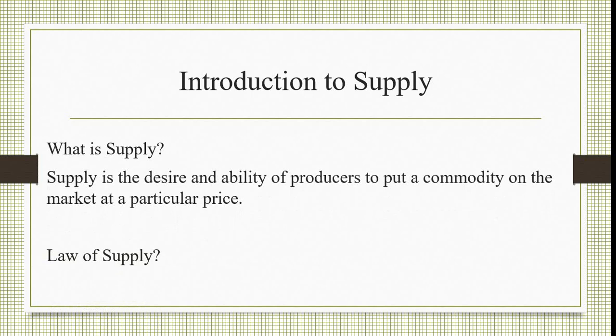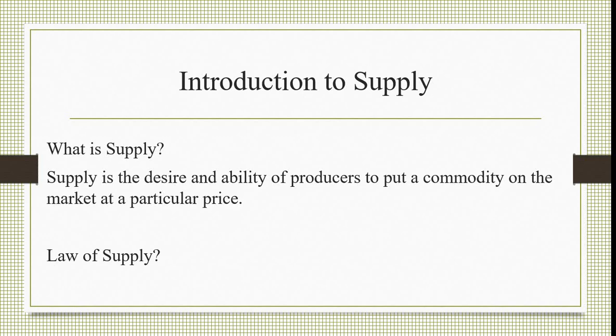Now the law of supply. The law of supply says that when the price of a particular commodity is high, suppliers tend to supply more, and when it's low, they tend to supply less. So in this case, there's a direct or positive relationship. So far as one is increasing, the other increases. When price increases, they tend to put more on the market.